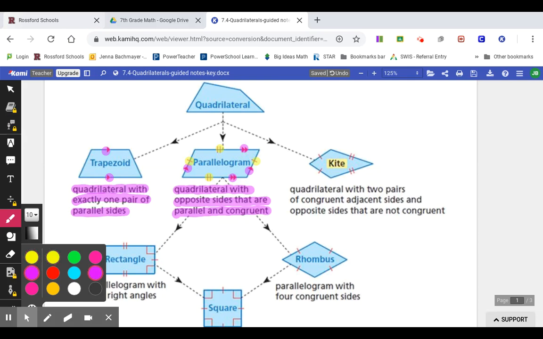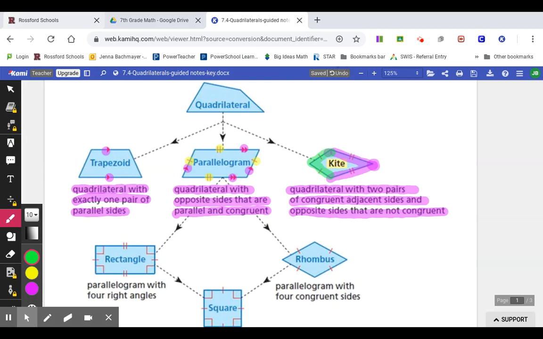The left and the right are also going to be the same value. Okay, let's look at kite. A kite is a quadrilateral with 2 pairs of congruent adjacent sides and opposite sides that are not congruent. Remember, adjacent means that they share that line or that vertex. So these 2 are right next to each other, and they share that in common. And then you have your other set that have that vertex in common as well, and they are not opposite sides that are congruent this time. They are just those adjacent sides that are congruent.